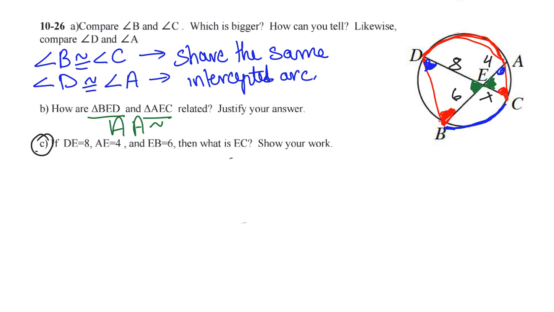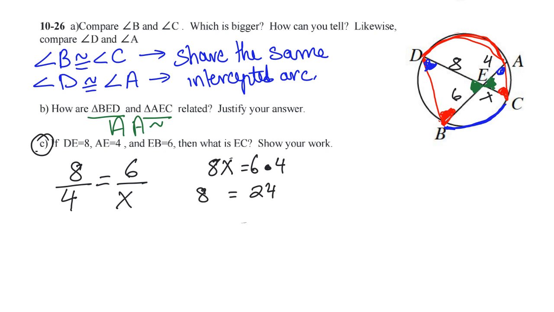Now I can set a proportion. From triangle DEB, I have 8, which is between the blue and the green angles, so it would correspond to 4 between the blue and the green one. That should equal 6 over x, since the 6 is between the red and the green, so it corresponds again with the side that's between the red and the green. From there I can cross multiply, so 8x is equal to 6 times 4, which is 24. Dividing by 8 on both sides, x is equal to 3.